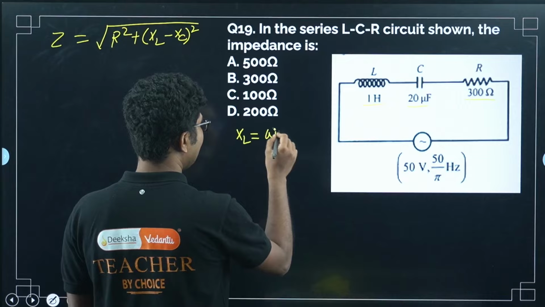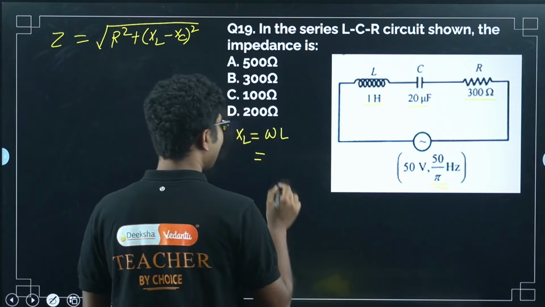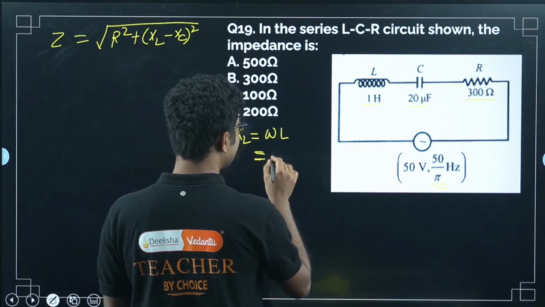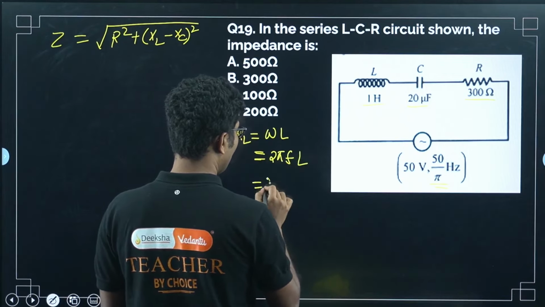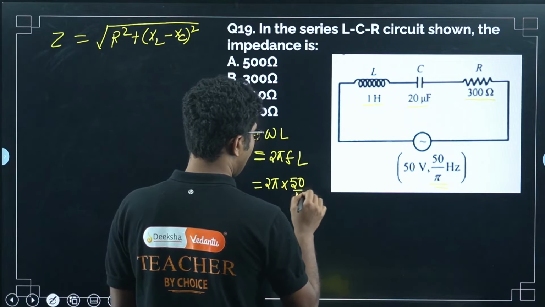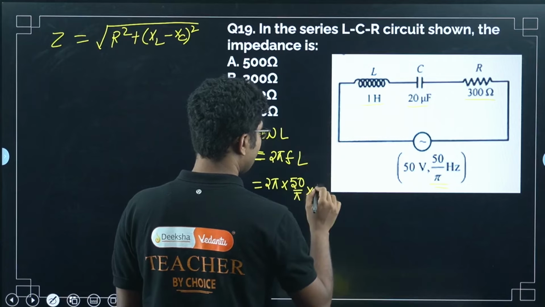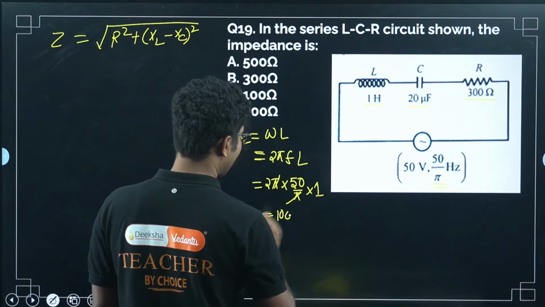XL is omega L. What is omega here? Omega is not given, but frequency is given: 2 pi f times L. 2 pi f is given as 50 by pi and L is 1 Henry. They have given the values in such a way that you can simply calculate XL.